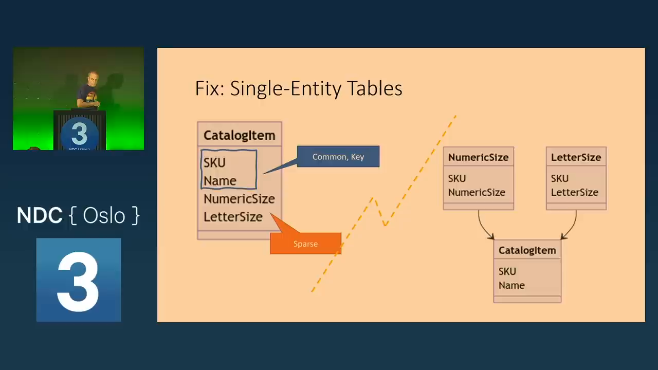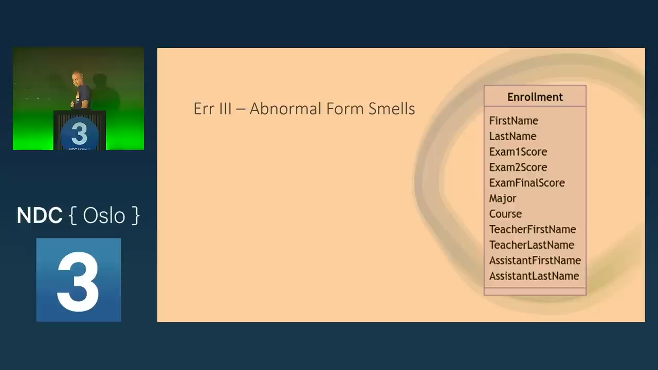Onwards. This one is about abnormal form, which means I failed to do my process for storing things atomically and in their proper tables.